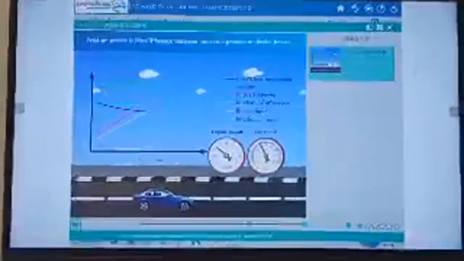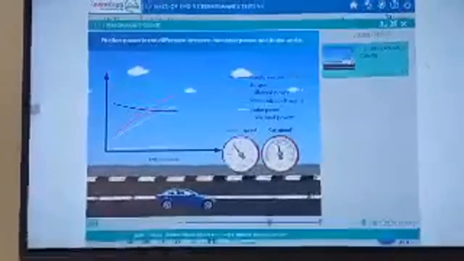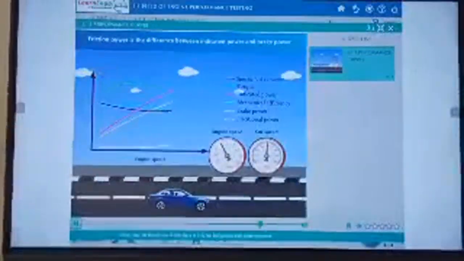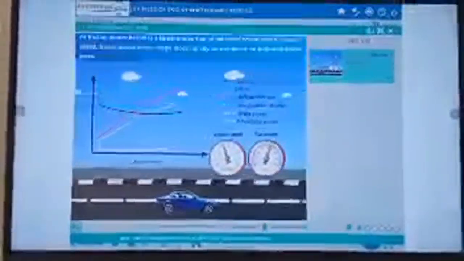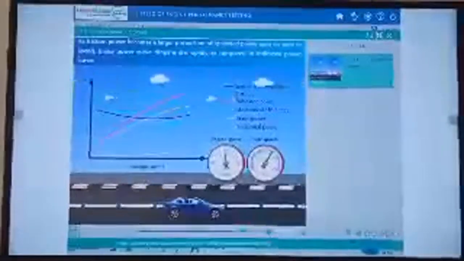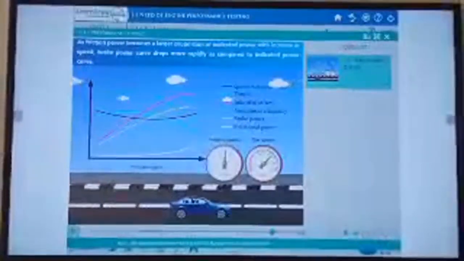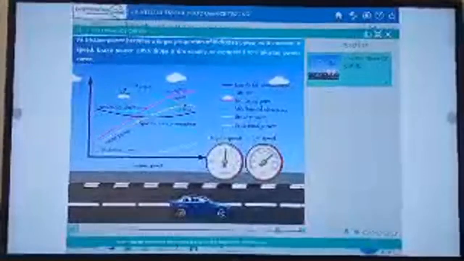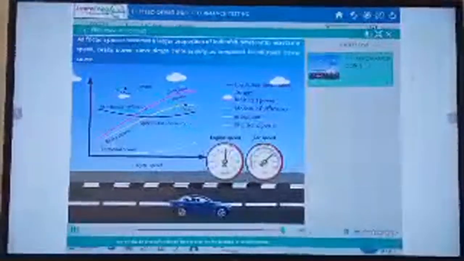Friction power is the difference between indicated power and brake power. As friction power becomes a larger proportion of indicated power with increase in speed, the brake power curve drops more rapidly as compared to the indicated power curve.